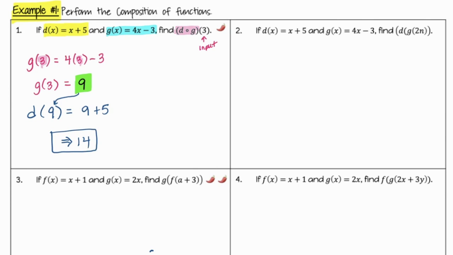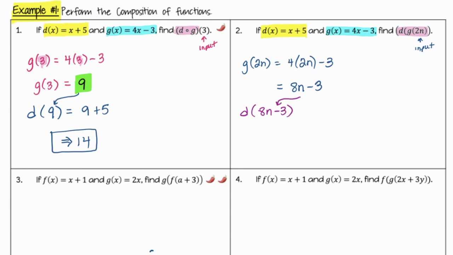So let's try another one, more algebraic. We have two functions, the d function and the g function. This time we're doing d composed of g of 2n. So my starting input is this 2n. I'm starting with the g function. Okay, and I get this output of 8n minus 3. That output is my new input for my next function, which is d. And I'm going to input that into my d function, giving us a final output of 8n plus 2. There's my composition. So let's try another one.